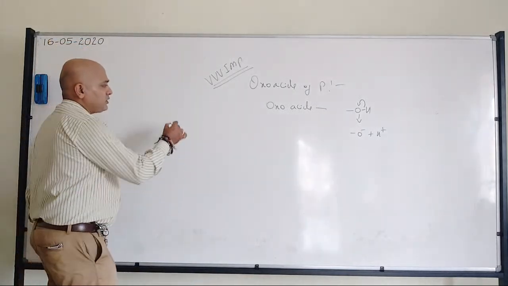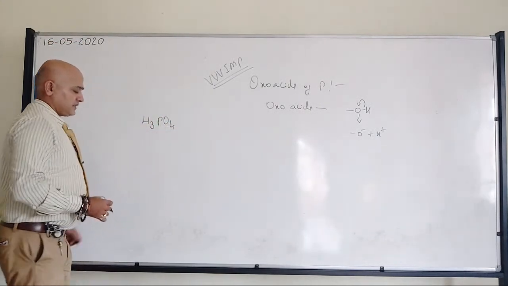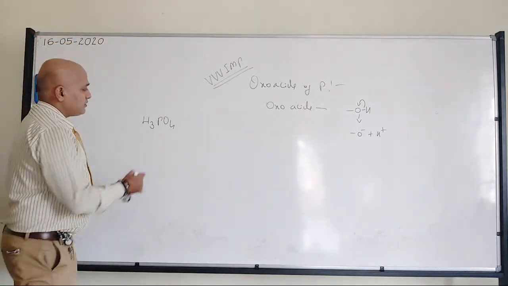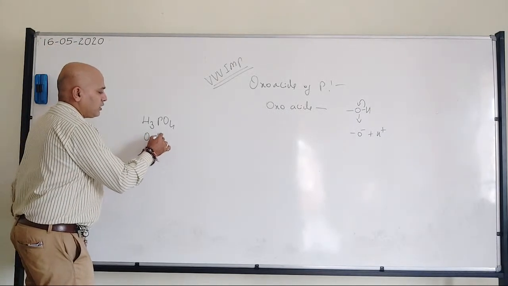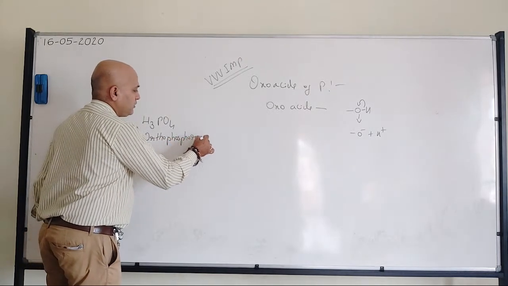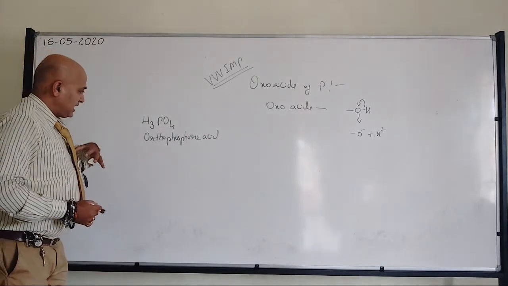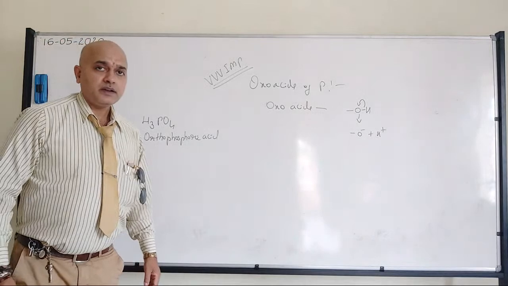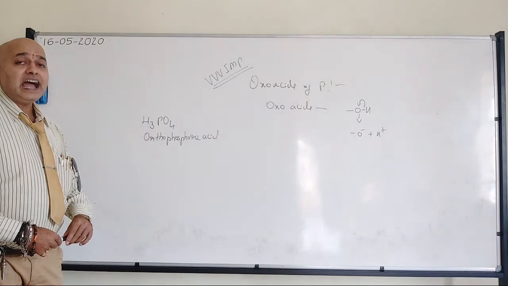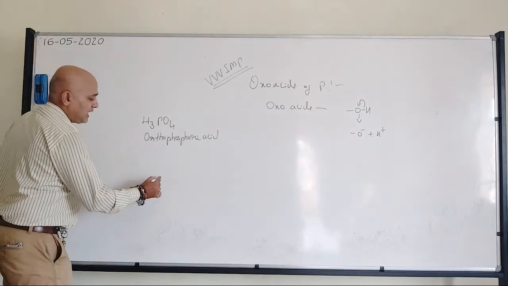Now one of the important oxo acids is H3PO4. H3PO4, right? So now the name of the molecule here is orthophosphoric acid. That's what we discussed just 10 minutes before. That's where we have the orthophosphoric acid, H3PO4. Fine. Now we have the phosphorus.